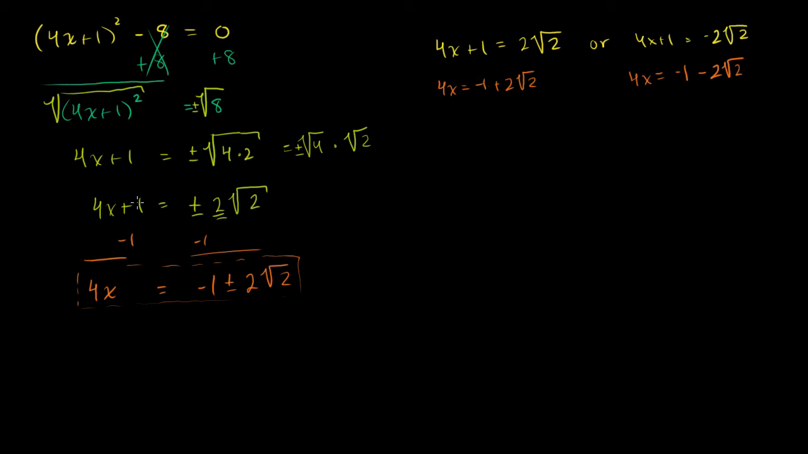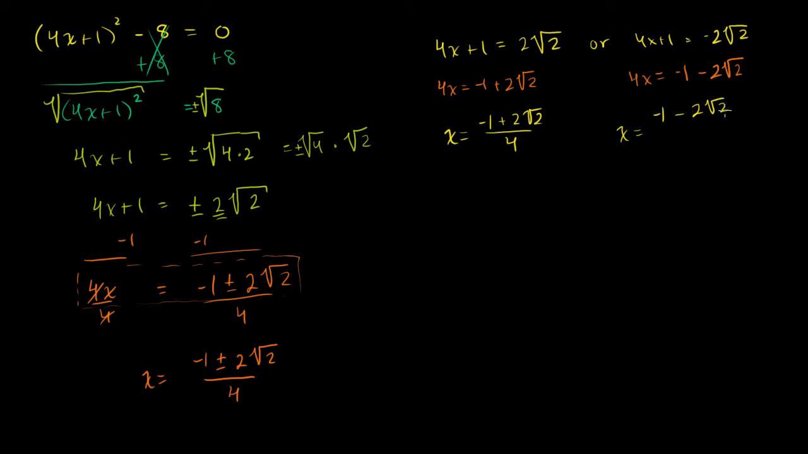Now, last step, we just have to divide both sides by 4. So you divide both sides by 4, and you get x is equal to negative 1 plus or minus 2 times the square root of 2 over 4. Now, this statement is completely equivalent to dividing each of these by 4, and you get x is equal to negative 1 plus 2 times the square root of 2 over 4. This is one solution. And then the other solution is x is equal to negative 1 minus 2 roots of 2, all of that over 4. That statement and these two statements are equivalent.